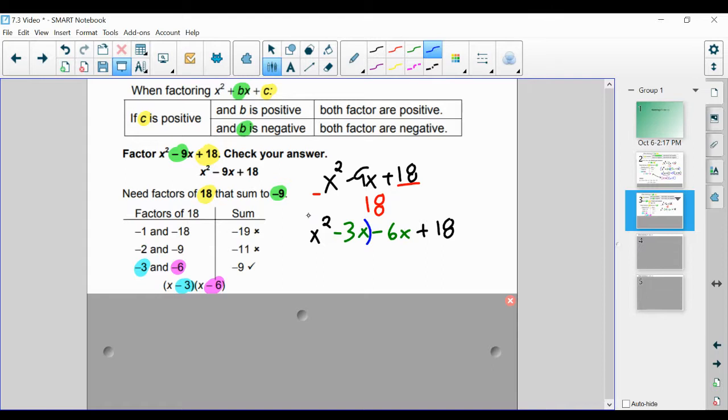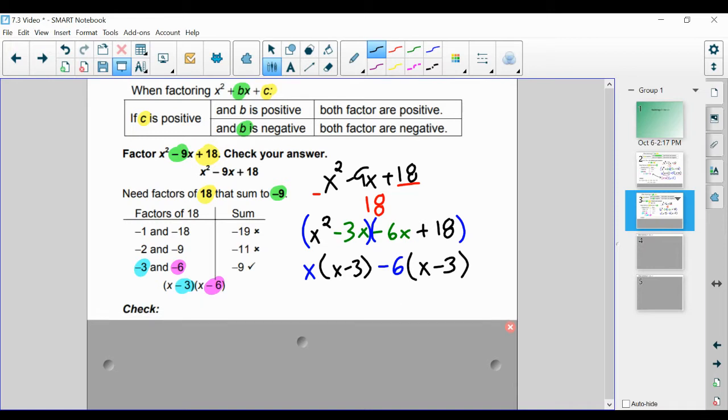We can break these apart. Notice how I'm including the signs in that third term. If we pull out x, we are left with x minus 3. Our goal is to have these matching. So in order for us to get x minus 3, we have to pull out negative 6. We end up with x minus 3. And now we can factor out x minus 3, and we're left with x minus 6, which again is the same as we did before.